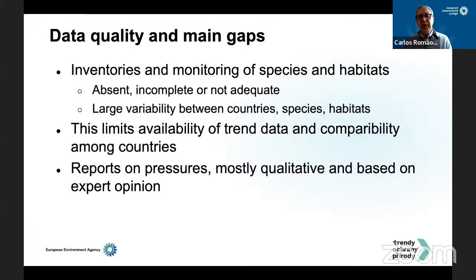Also, what we see is that, for instance, when the countries report on pressures, most of this information is qualitative, and there is very little information that is derived from field observation or monitoring. And often this information is based purely on expert opinion. It doesn't mean that the experts don't have a good opinion, but any opinion is always subjective.